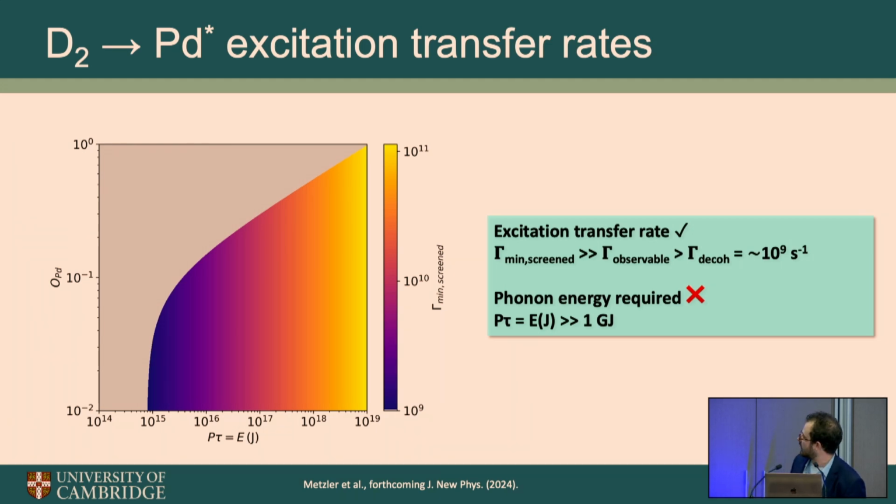The color here is gamma min. This is screened at 350 electron volts of screening, and 10 to the 9 was the threshold we needed to beat. We do that. This whole parameter space is fair game. The problem is if you take a look at the x-axis, the phonon energy that this would require is unphysical, let's just say. So what's the problem?